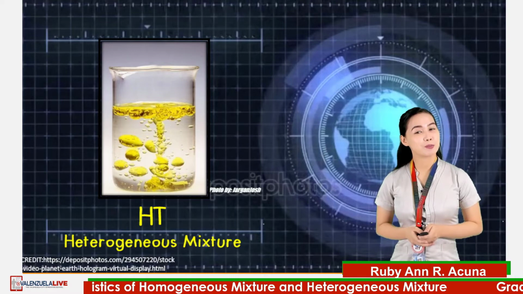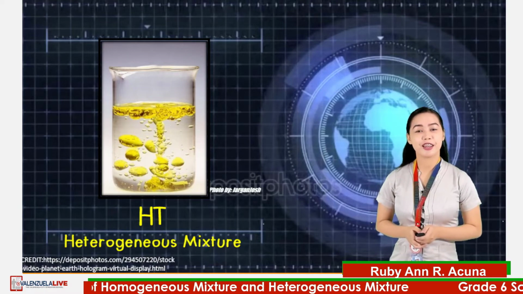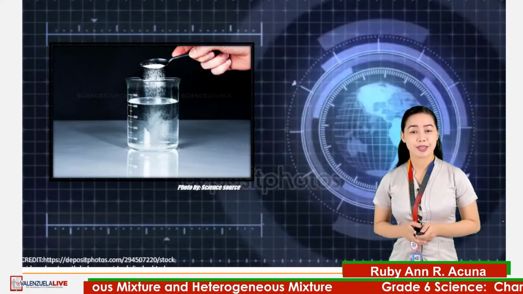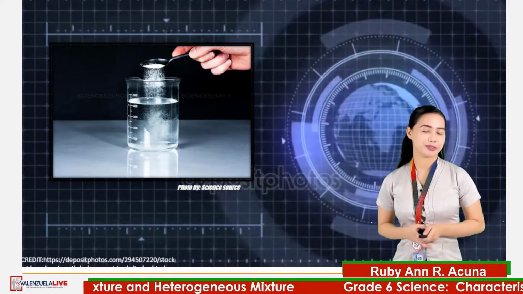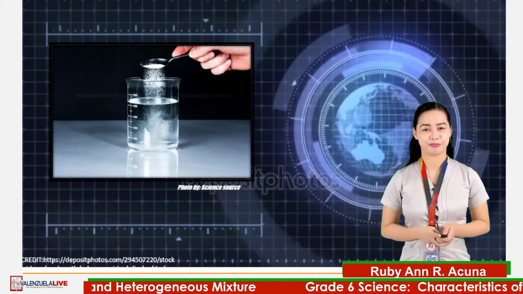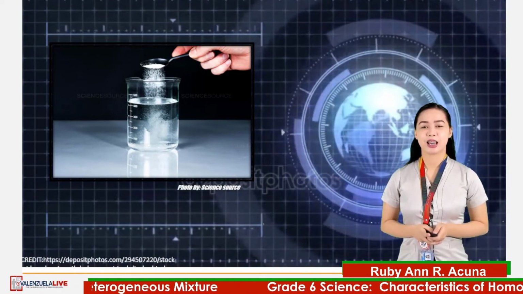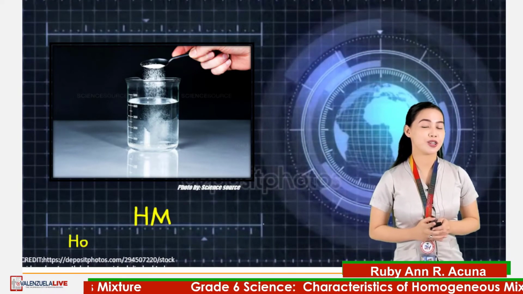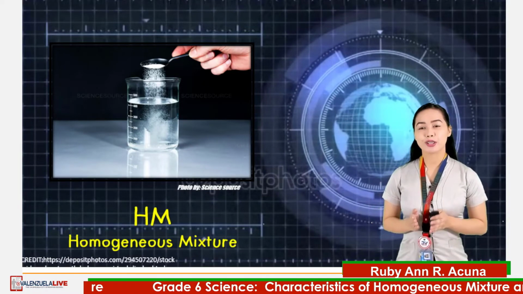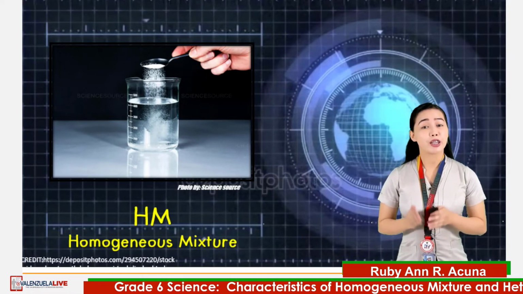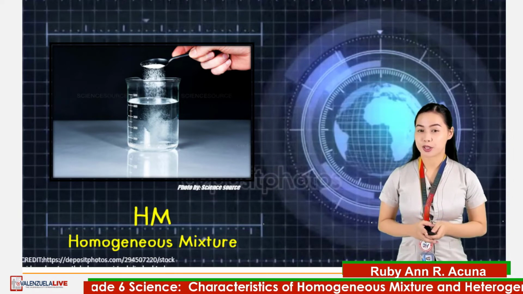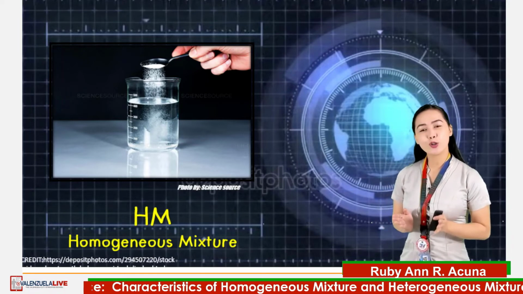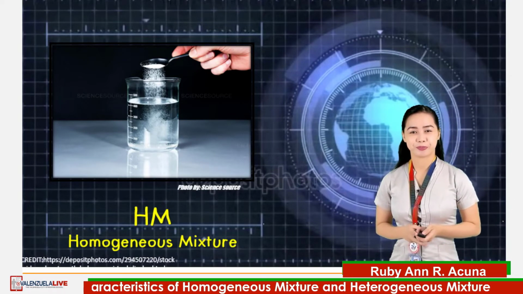And for our last picture, we have here sugar and water. Is it HM or HT? Alright, the answer is HM or homogeneous mixture. The sugar will dissolve completely in the water and forms a single substance. You did a great job, and I'm glad that you learned a lot today.